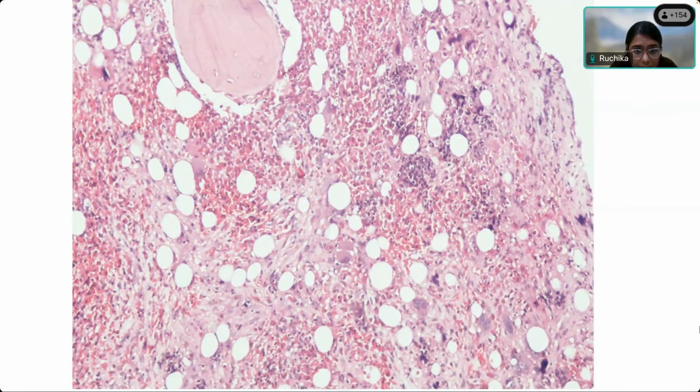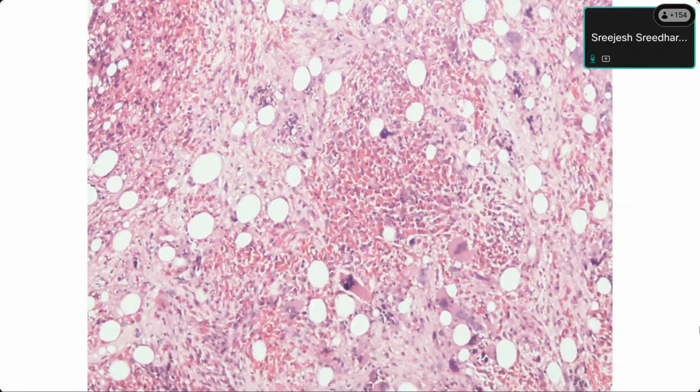And so, what are these? We can see eosinophils also. These are collections of eosinophils. So the major finding, again, is collections of eosinophils.